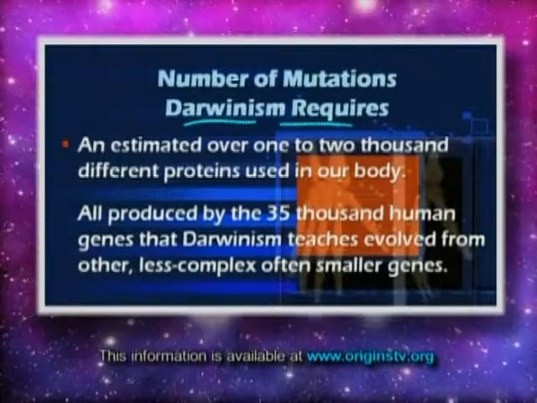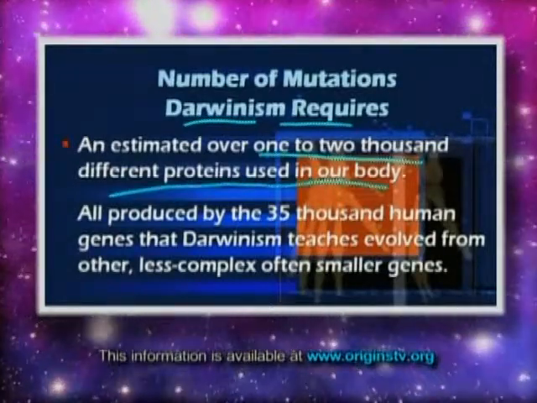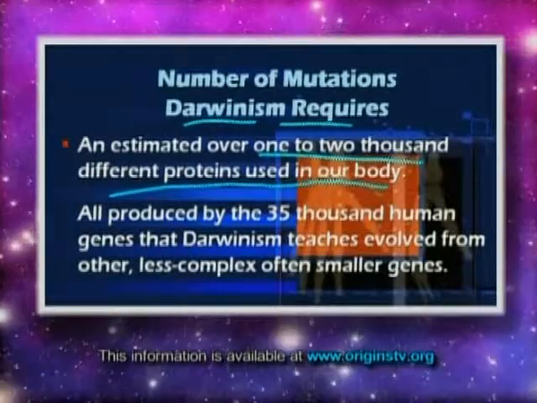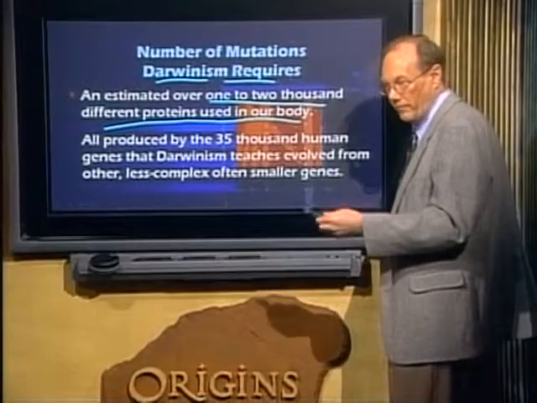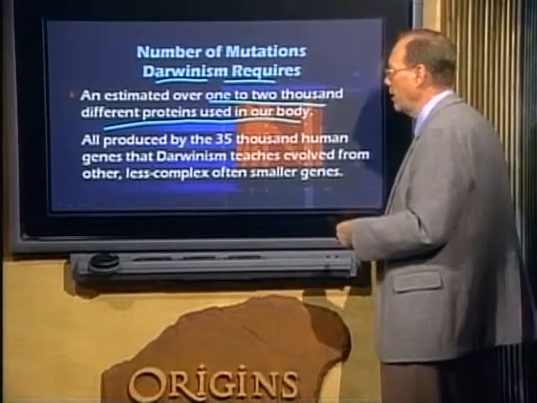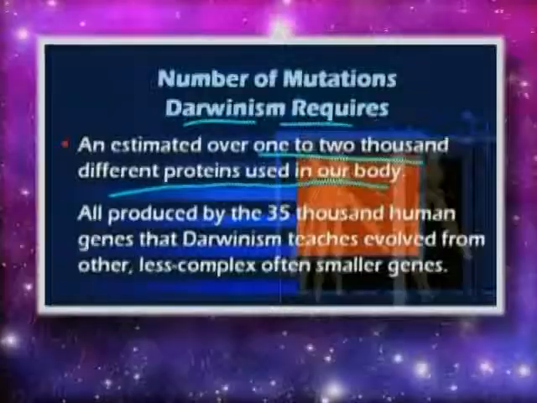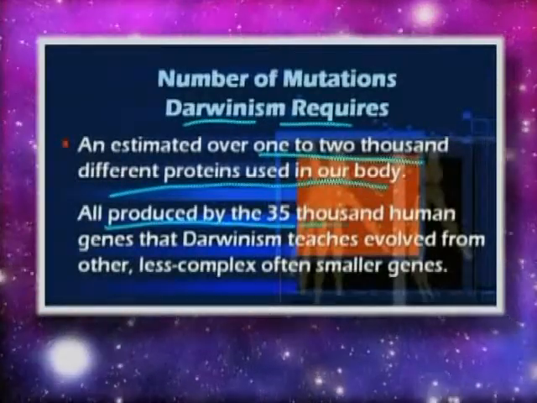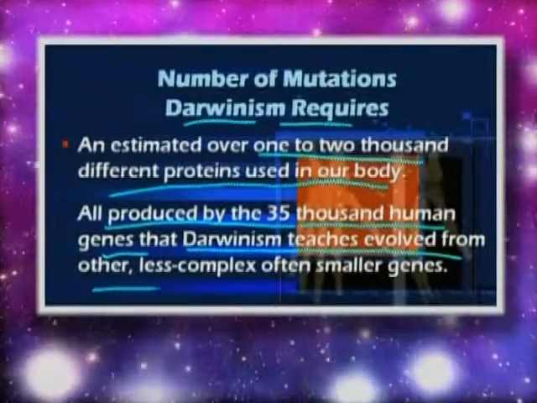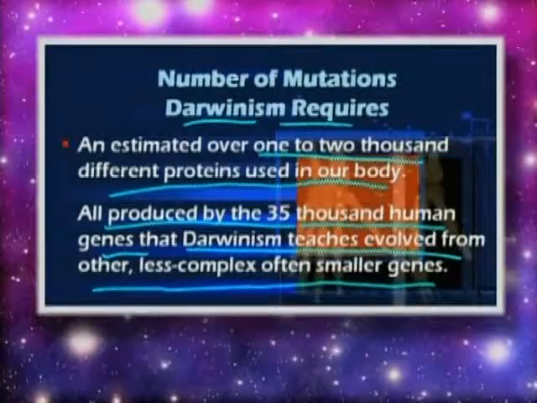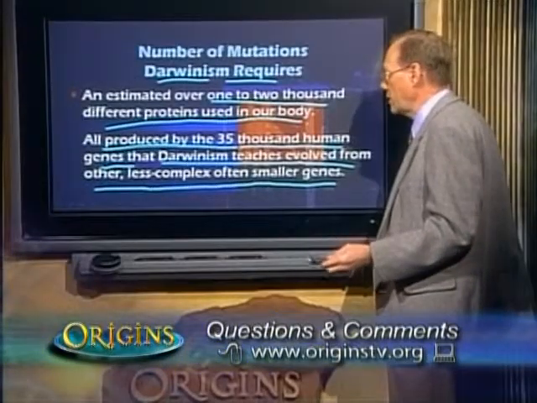One person estimated about 1,000 to 2,000 different proteins are used in our body. This is just the human body. Some of these are very similar; they're different forms of the same protein type. But for the sake of argument, we'll assume we've got 1,000. These are all produced by the 35,000 human genes that Darwinism teaches evolved from other less complex, often smaller genes. So we've got 1,000 to 2,000 different proteins.